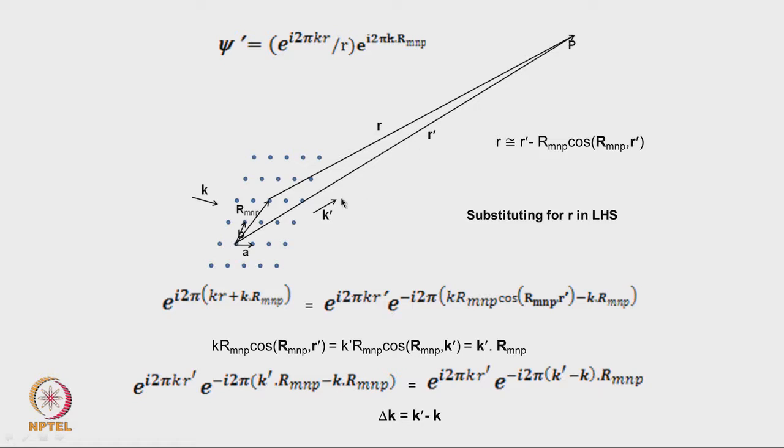If you consider scattering from 2 points in the same direction, with a little bit of mathematical jugglery, finally an expression will turn out to be of this type, e to the power of i 2 pi k r dash into e to the power of k dash minus k. What is k dash minus k? This is the incident beam direction, this is k dash, right, and the difference is a vector which is represented as delta k. Is this clear?